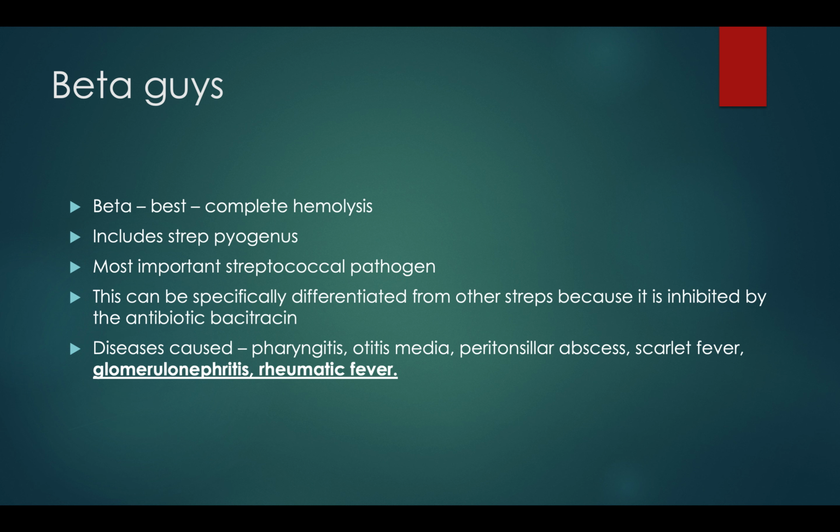The diseases caused by it are pharyngitis, another important one to remember, otitis media, peritonsillar abscess, scarlet fever, glomerulonephritis, and rheumatic fever. Now, you can get a question asking what is the sequelae of streptococcal pharyngitis, and the answer is going to be rheumatic fever. So that's how rheumatic fever happens. Earlier in life, a person gets strep throat or streptococcal pharyngitis, and he's susceptible to get rheumatic fever in the future. So that's the sequelae. You can get that question too.